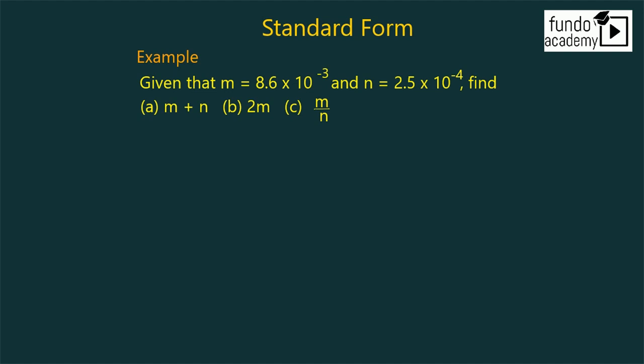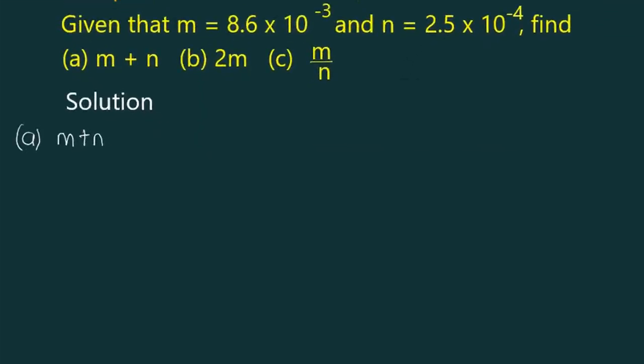So this is my solution. Alright, so we're starting with part A. We want to find m plus n, and we have our m given and our n also given in the question. So I'm gonna write my m, which is 8.6 times 10 exponent -3, plus 2.5 times 10 to the power of -4. Right, so it's an addition.